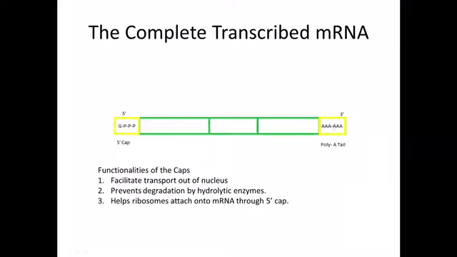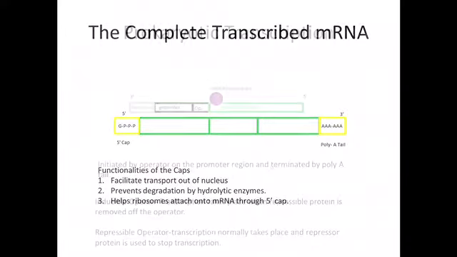Anyways, after splicing occurs, eukaryotic cells process mRNA into its mature form by adding a 5' cap, which is a modified guanine nucleotide with 3 phosphates, and a poly-A tail on the 3' end, which consists of 150 or so adenine nucleotides. This addition of the caps facilitates transportation out of the nucleus, prevents degradation by hydrolytic enzymes, and helps ribosomes attach to the mRNA through the 5' cap.